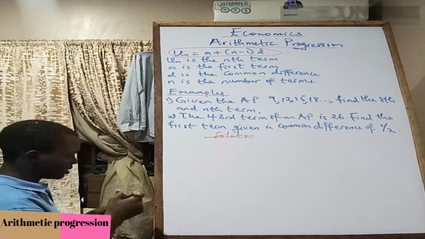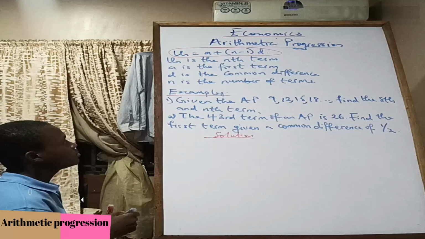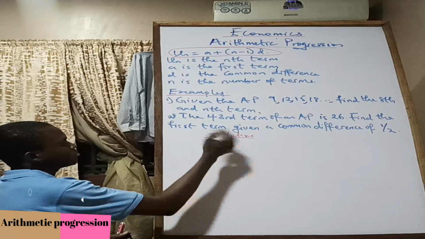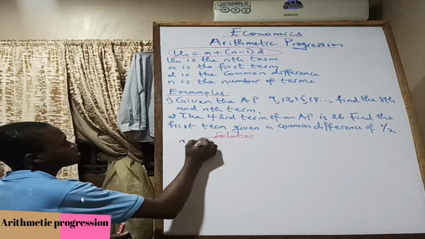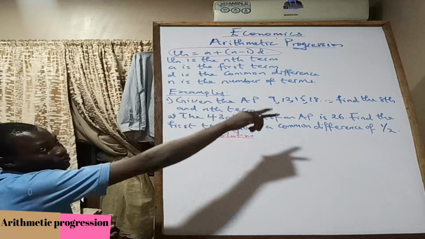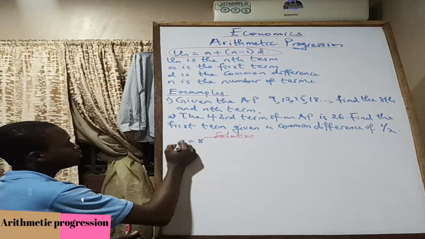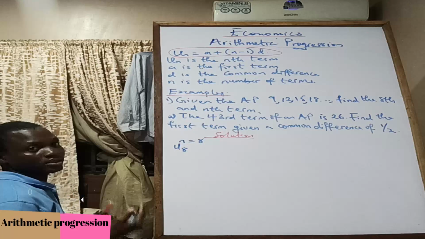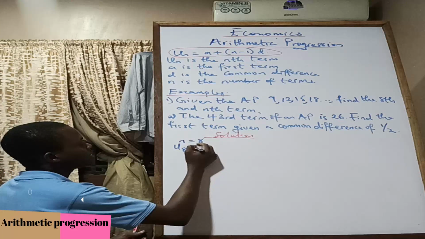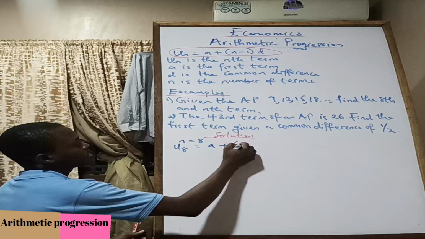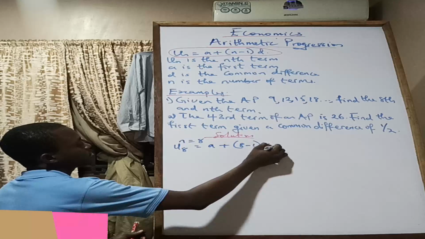I'll find the eighth and the nth term. Okay. So to find the eighth term, that means u8, the eighth term. So n is going to be 8, right? Because n is the number of terms, so n is going to be 8 terms. So then that means our formula is going to be u8, the eighth term, that's what we are looking for. u8 equals, into bracket, the first term a plus 8 minus 1, then the common difference.